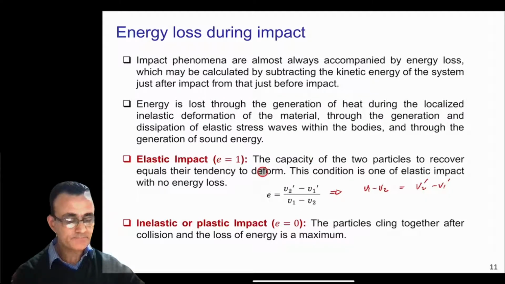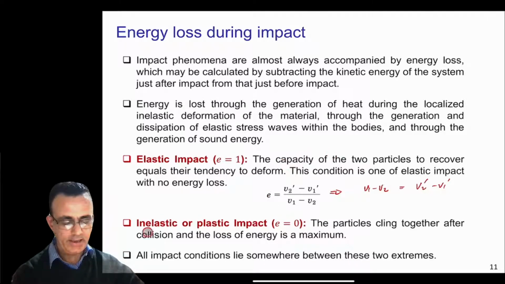But in reality, these are two extreme cases, E equal to 1 and E equal to 0. In reality, all impact conditions lie somewhere between these two extremes. So in reality, the E that you will see in most of the numerical examples will be between 0 and 1. It can be 0.2, 0.3, 0.4, 0.5, 0.6, depending on the specific problem.